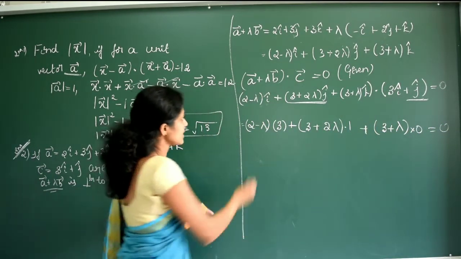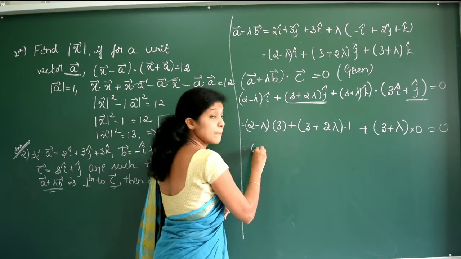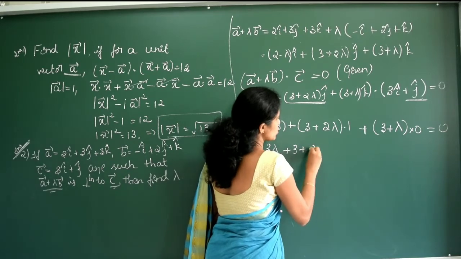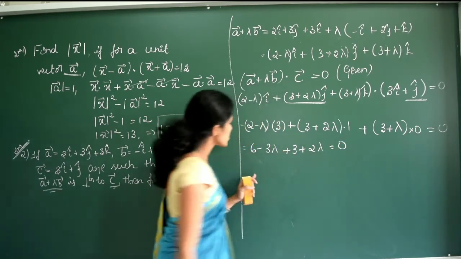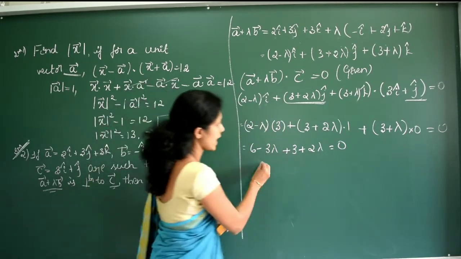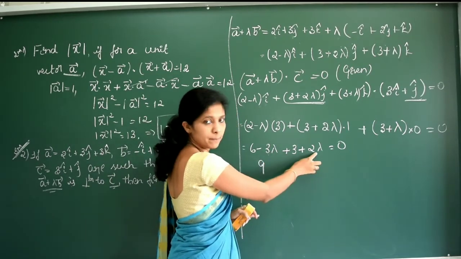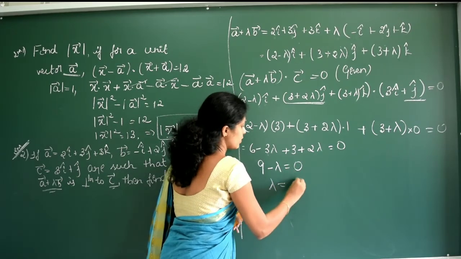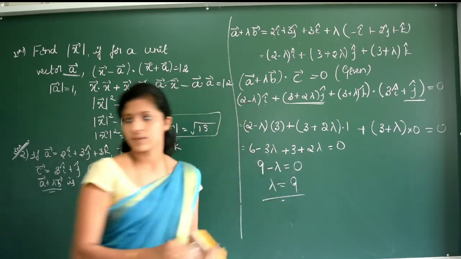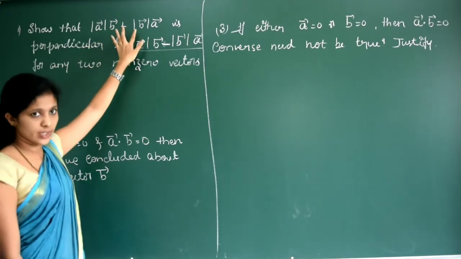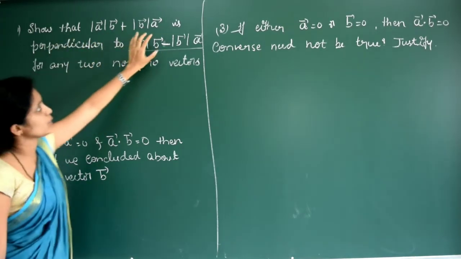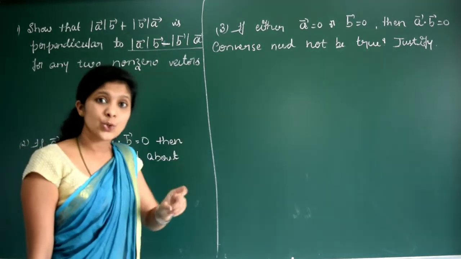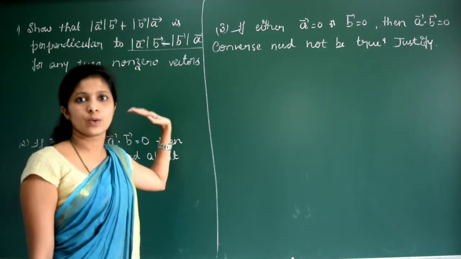I will simplify this. So 3 into 2 will be 6 minus 3 lambda plus 3 plus 2 lambda is equal to 0. So here 6 plus 3 will be 9. Minus 3 lambda plus 2 lambda will be minus lambda, so 9 minus lambda is equal to 0. So the value of lambda is equal to 9. Now two vectors are given. This vector is perpendicular to this vector. You have to prove these two are perpendicular to each other. That means you have to show the dot product of those two is equal to 0.